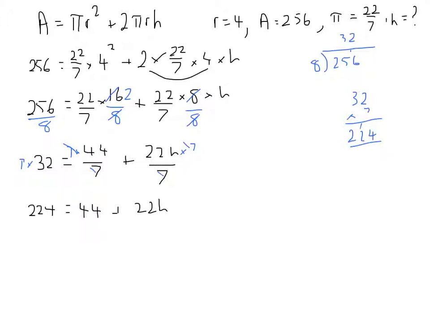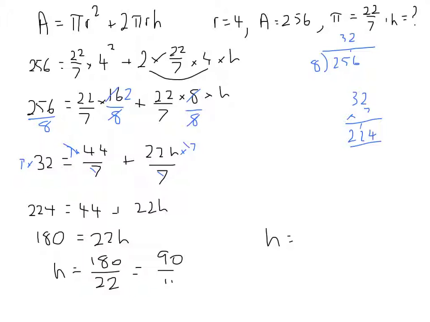Now if we take away 44 from both sides, 224 take away 44 will be 180, will be equal to 22h. Divide both sides by 22, we end up with h is equal to 180 over 22. And I'm sure we'll be able to simplify that down a little bit. If we just half both of those, that'll give us 90 over 11, which I believe will be the correct answer for that one. So h equals 90 over 11. That's a nice answer for that one.